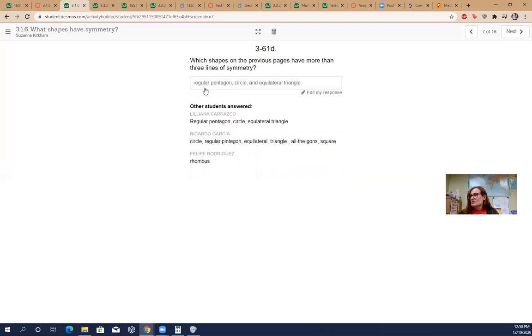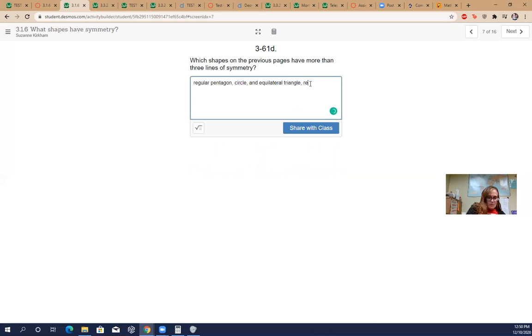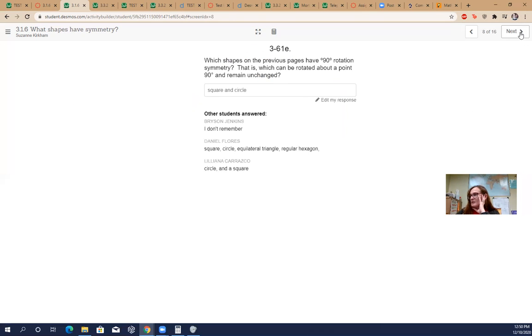All right, so we've got the regular pentagon, the circle, and the equilateral triangle. And we've got a rectangle. Let me write that. Rectangle. And what else did we have? The rhombus. Oh, it said more than 3, so rectangle doesn't work. The regular pentagon, the circle, and the equilateral triangle. Okay, so I guess that's it.